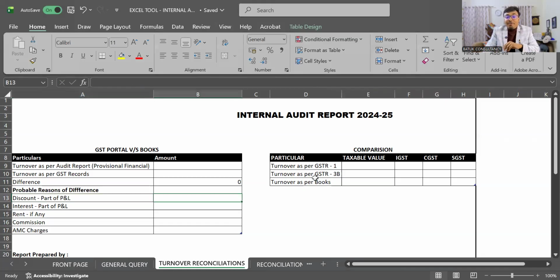You also need to go for taxable value, IGST, CGST, SGST reconciliation as per GSTR 1, 3B and books of accounts. Sir, how will we get the books of accounts turnover? For that purpose, you need to generate the consolidated cumulative GSTR 3B from the accounting software, so that you will find out each and everything.